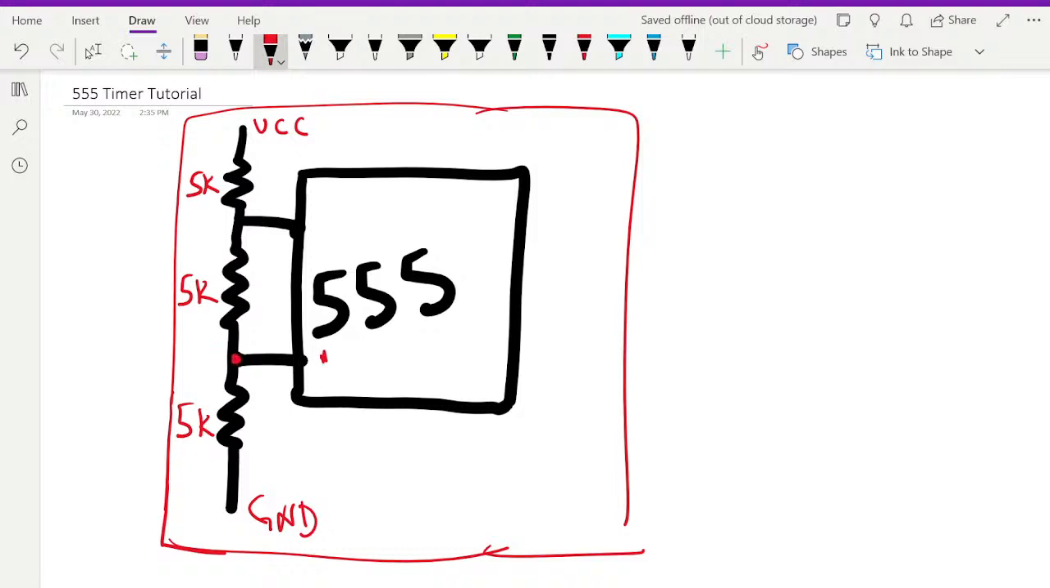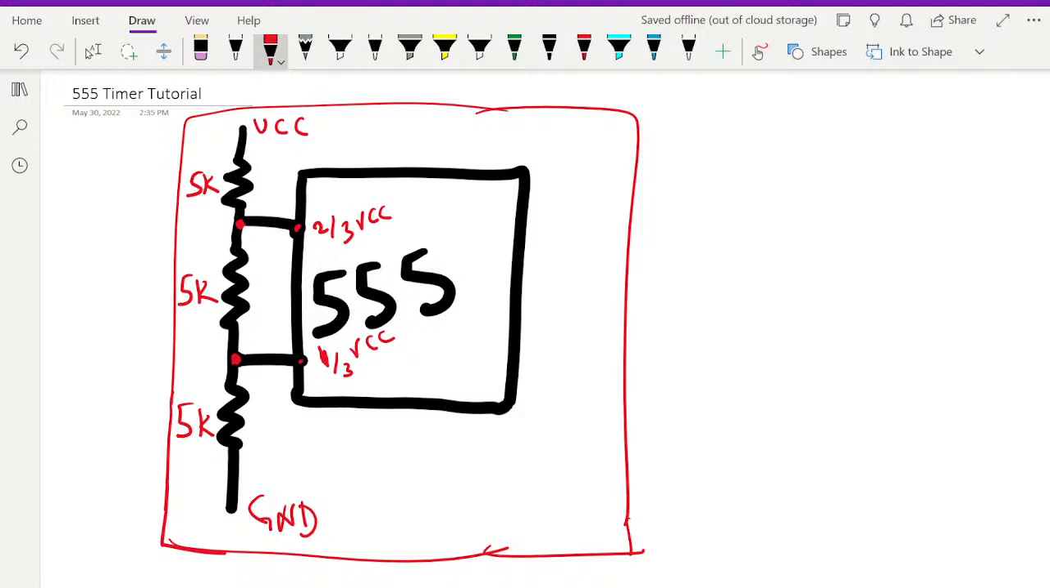you have 1/3 VCC, and then here you have 2/3 VCC. So providing almost accurate voltage division, right? Assuming there are no losses or tolerances, that's what you have right there.